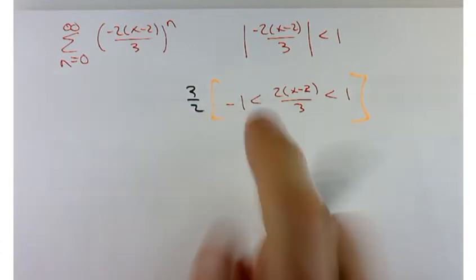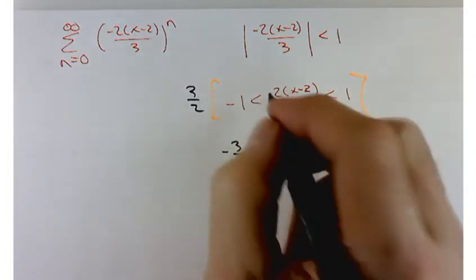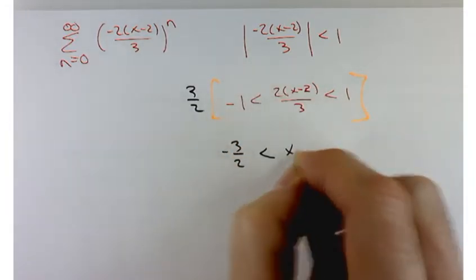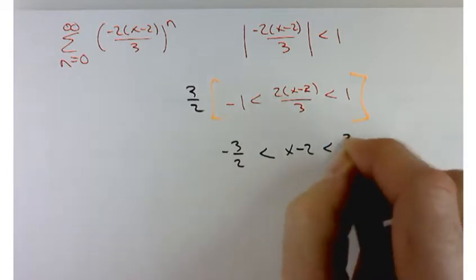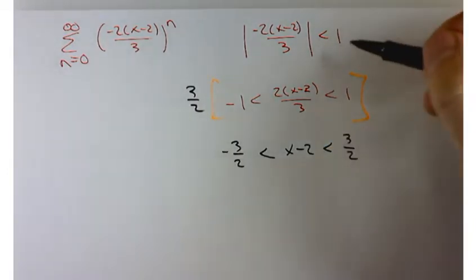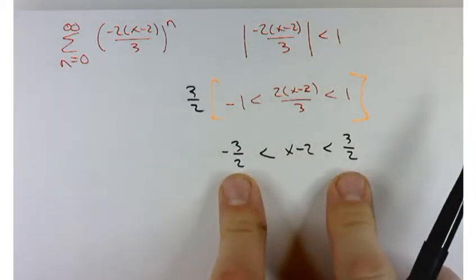3/2 times this is going to give me negative 3/2. 3/2 times this is going to cancel everything out. So I'll just be left with x minus 2 is less than 3/2. I could have done that up here, and that would have made obvious that my radius of convergence is 3/2.